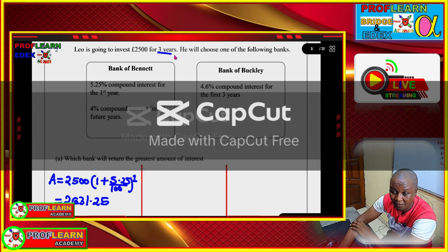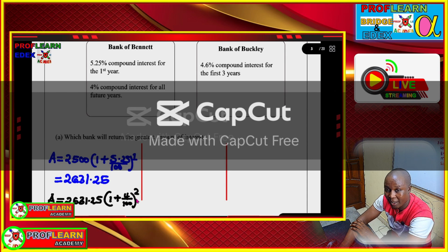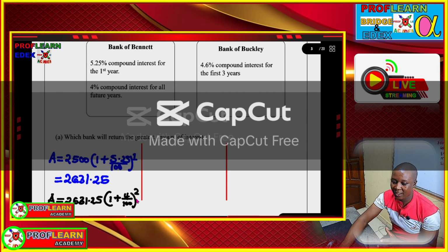We are supposed to invest 2,500 for 3 years. So the first year for the bank of Barnett is going to be 2631.25. For the remaining 2 years, we are going to use that as the principal. So the rate now is going to be 4%, that is 4 over 100 raised to power 2, because now we are dealing with the remaining 2 years.